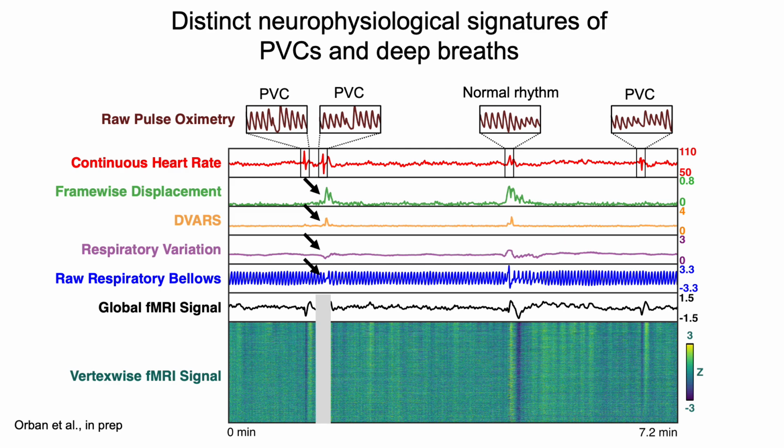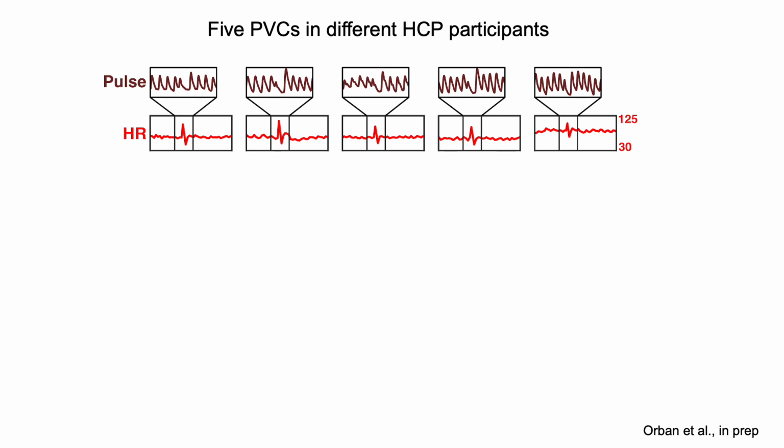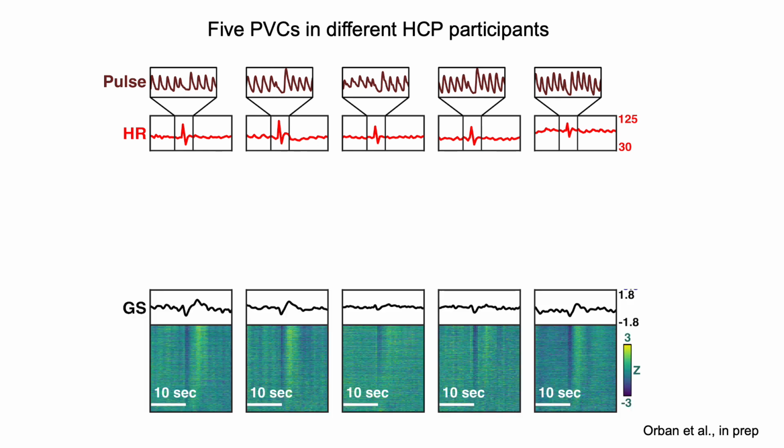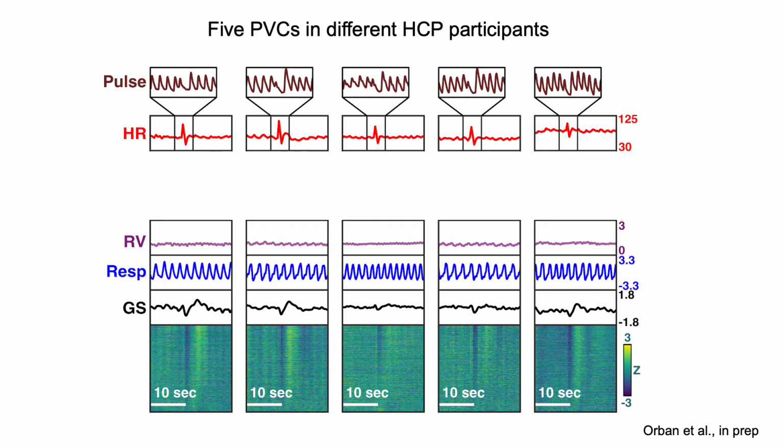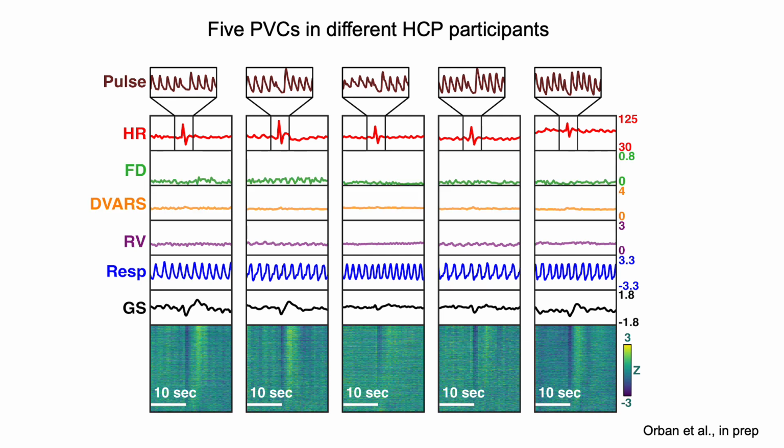However, in most cases, PVCs are silent events that are only detected incidentally during ECG recordings. Interestingly, the PVC with corresponding head motion and respiratory pause produced the same overall fMRI response pattern as the other 2 more silent PVCs. Let's look at an additional 5 PVCs, each from a different HCP participant. In each example, the PVCs are associated with the same pattern of a drop followed by an overshoot in global BOLD signal. Importantly, there are no large accompanying fluctuations in respiration or head motion measures.